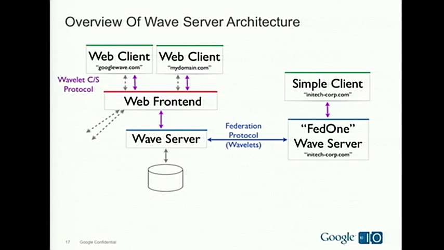Between the 2 wave servers, we have the federation protocol, and that protocol deals with the transport of wavelets, of deltas, and that allows the whole architecture to work and to have a distributed network of wave servers that talk to each other. If you're here to find out about how you can extend wave, there's basically 5 ways in which you can extend wave.